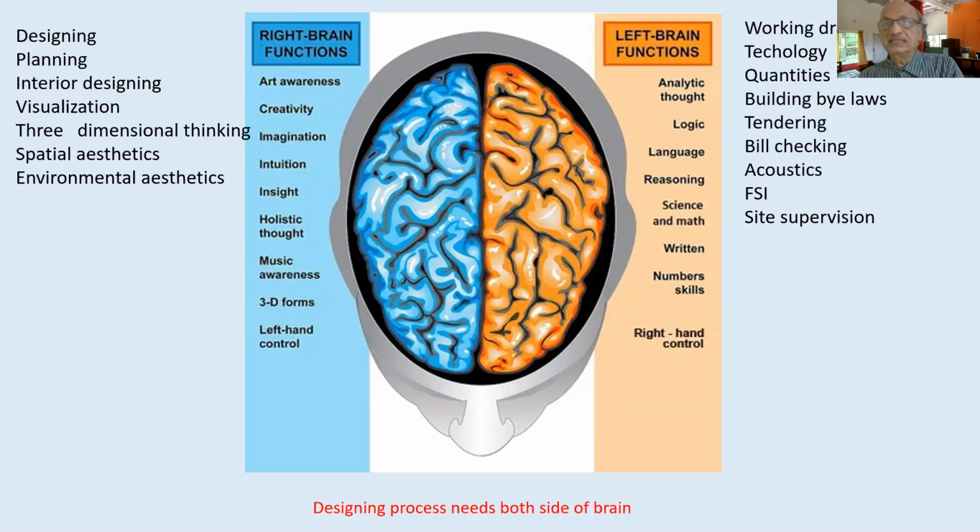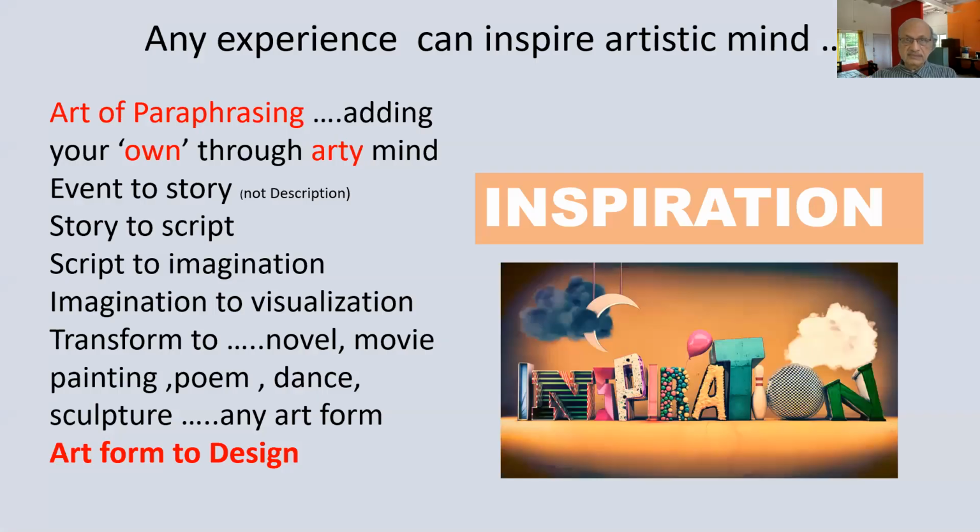As for the left side of the brain, designing or architecture doesn't end at just making a portfolio and completing the design. It involves making working drawings, thinking about technology, taking out detailed quantities, using building bylaws, creating tenders, bill checking, thinking of acoustics, thinking of fire, thinking of the actual permissible FSI, and doing site supervision. These are also aspects of architecture. So the left as well as the right side of the brain is required in the entire design process in architecture.